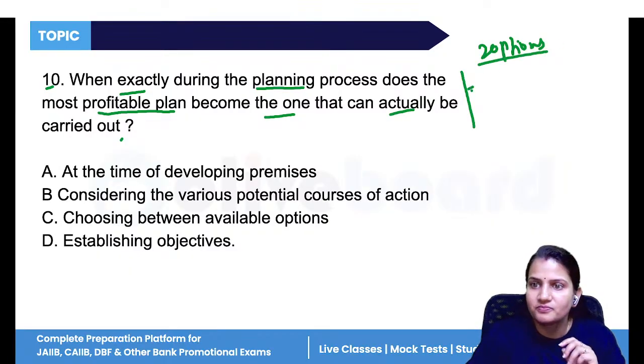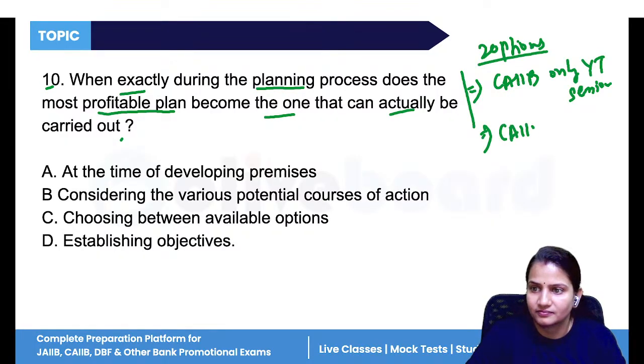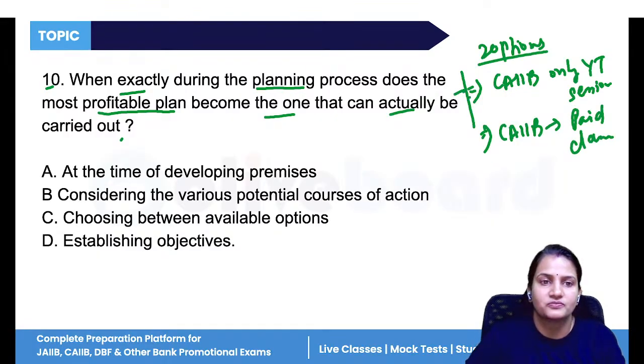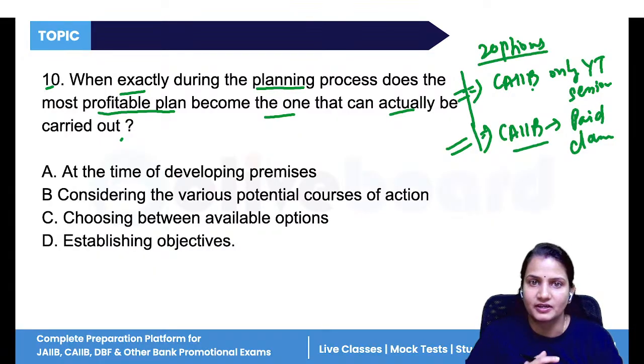The first option is that you can prepare for your CAIIB exam only through YouTube sessions, that is free sessions, or you can join paid classes. Now, you have two options given to you. If you get a chance, then definitely you will go for the second one. Why? Because on YouTube sessions, you don't have any systematic way of learning. Sometimes we bring different sessions, sometimes different ones. But in paid classes, you will get a systematic approach to prepare for your exam.